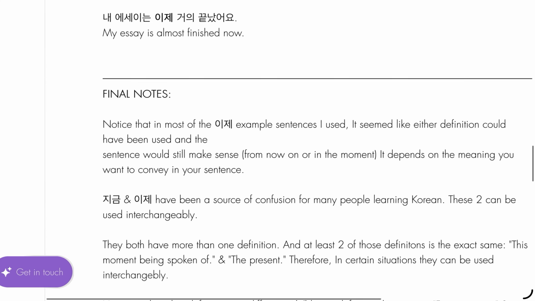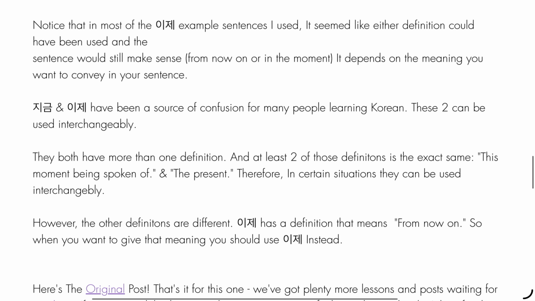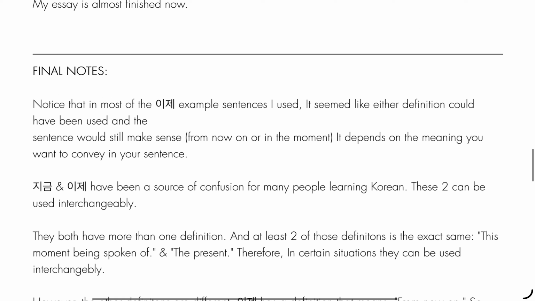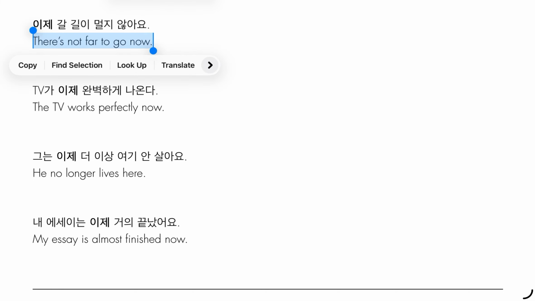And hopefully I explained it well, but final notes on it. So most of the 이제 sentences seem like either definition could have been used, and a sentence will still make sense from now on or in the moment. It just depends on the meaning you want to convey. So when we look at the example sentences, it says now. It just says now, right? That's why it's confusing. It's not far to go now.